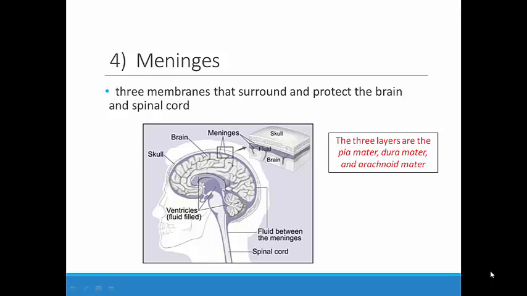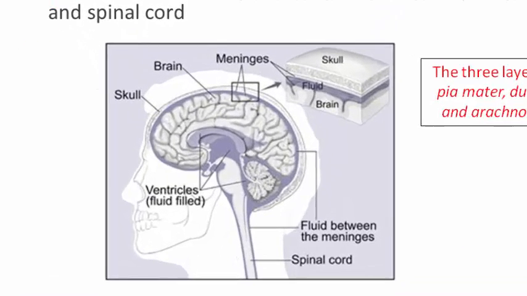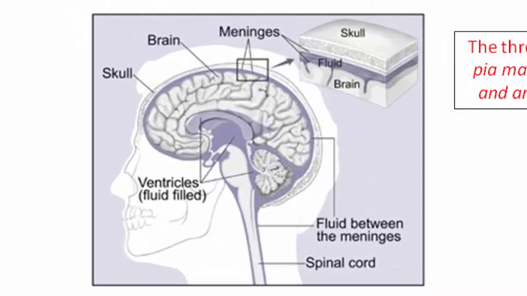The fourth body membrane is called the meninges. This membrane is made up of 3 layers called the pia mater, dura mater, and arachnoid mater. The meninges surround and protect the brain and the spinal cord, so will only be found within the nervous system. You may have heard the term meningitis before, which is a serious infection of the meninges.